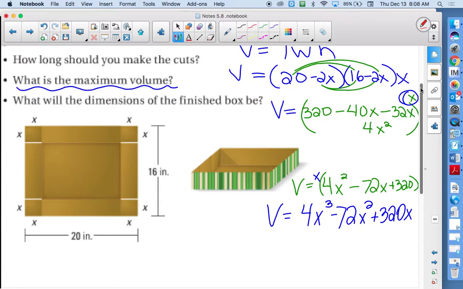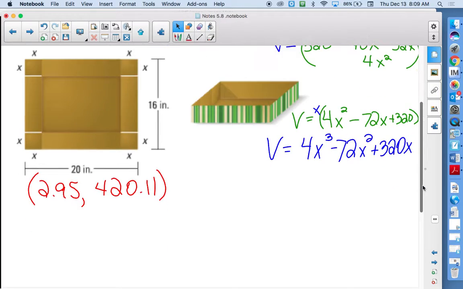Julian, did you find a maximum value? What'd you get? 2.95 and 420.01. Okay, so you said 2.95. And what was the other one? 420.01. Just 4? No, 420.1. 420. Okay, I'm sorry. Gee, that doesn't sound like a very big box. Okay, there we go. Any questions about getting that value?